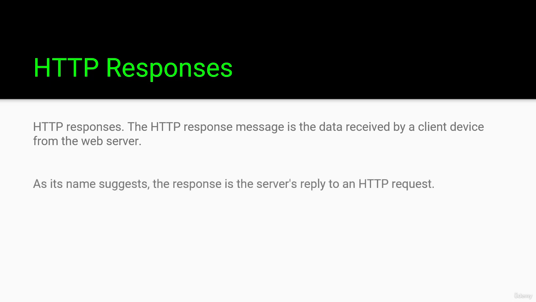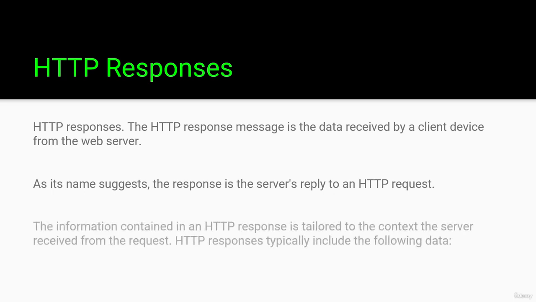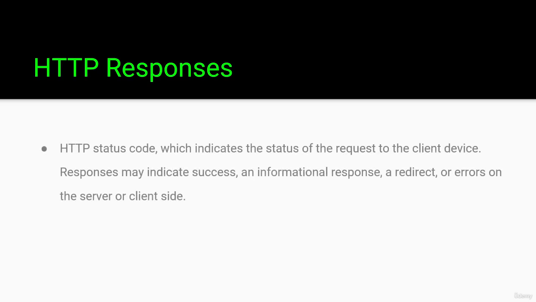As its name suggests, the response is the server's reply to an HTTP request. The information contained in an HTTP response is tailored to the context the server received from the request. HTTP responses typically include the following data: the HTTP status code, which indicates the status of the request to the client device. Responses may indicate success, an informational response, a redirect, or errors on the server or client side.